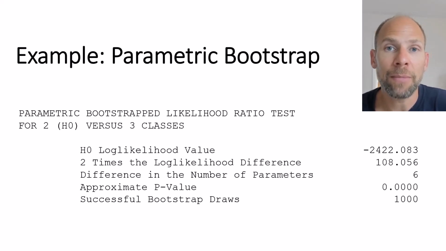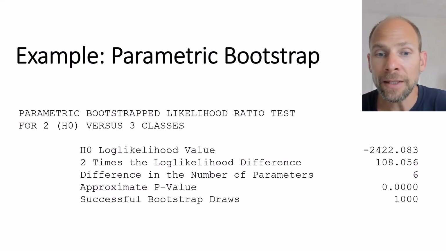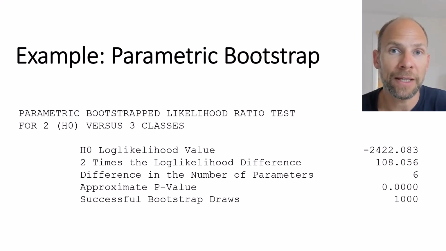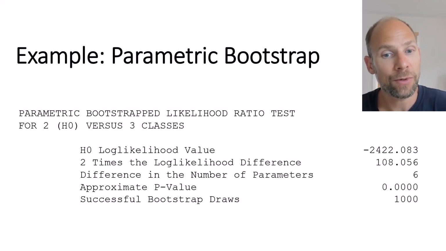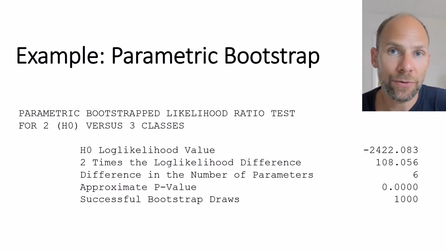So that's our chi-square difference value for which we want to obtain the p-value. The difference in the number of parameters between the 2 and the 3-class model in this case was 6, and that gives us the degrees of freedom for our difference. Next is the approximate p-value, which is based on 1,000 successful bootstrap draws in this example, and you can see the p-value here is very, very small, smaller than 0.0001. So therefore, the 2-class model can be rejected in favor of the 3-class model, or we might say the 3-class model fit significantly better than the 2-class model.